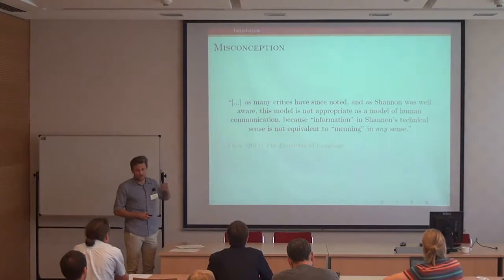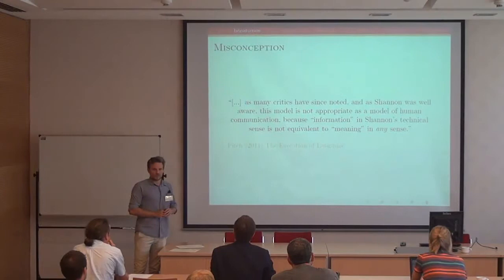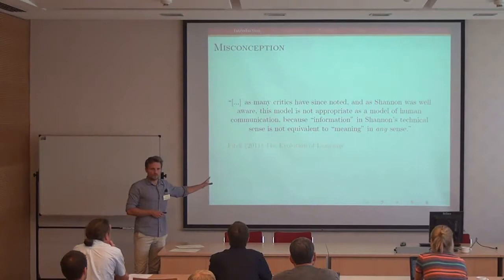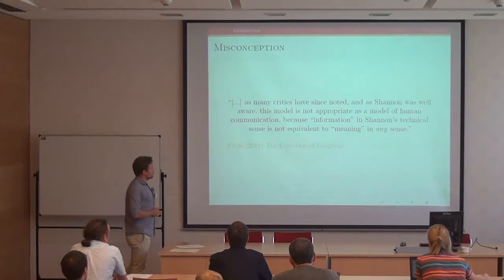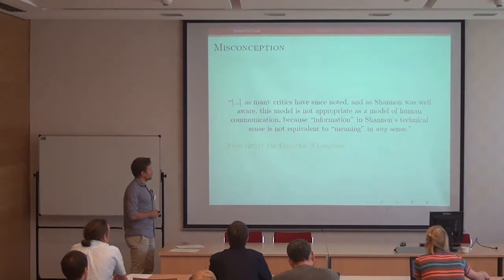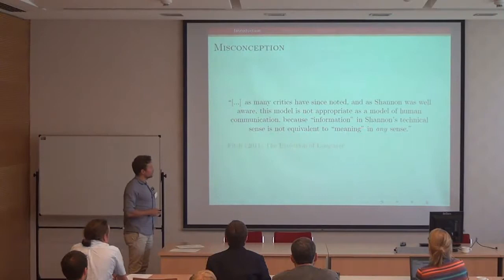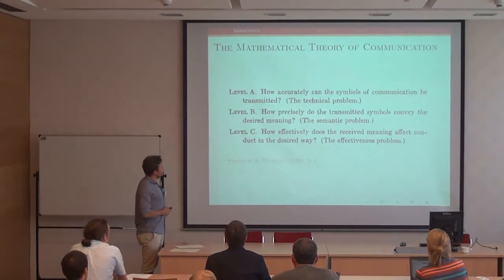Traditionally he is more on the Chomskyan side of things, but he discusses many different theories of language evolution and gives them equal weight, and it's a great book. But when he talks about information theory, he says that Shannon's technical definition of information is not relevant to language because it's not equivalent to meaning in any sense. That's actually true on the face of it.